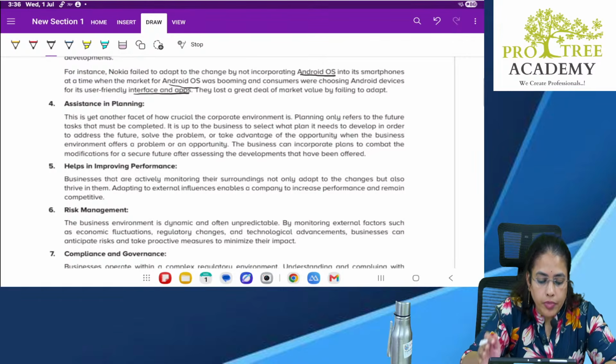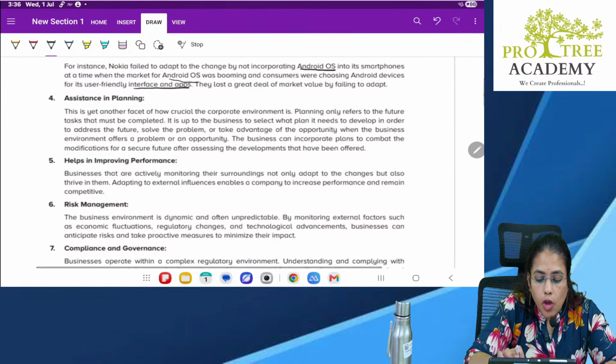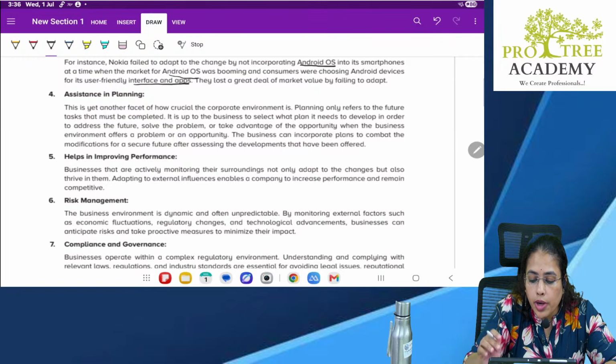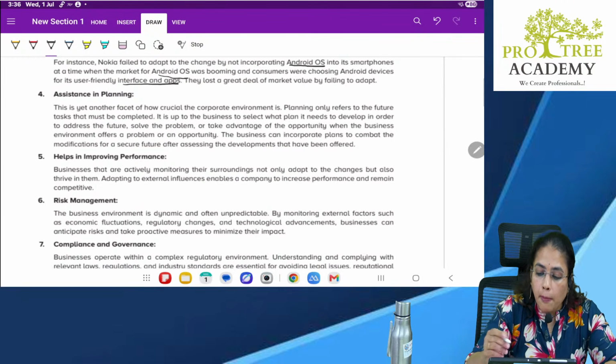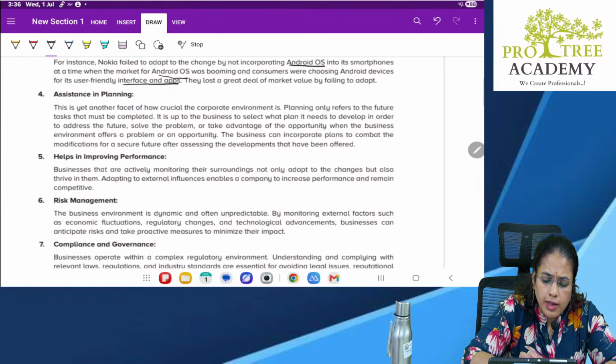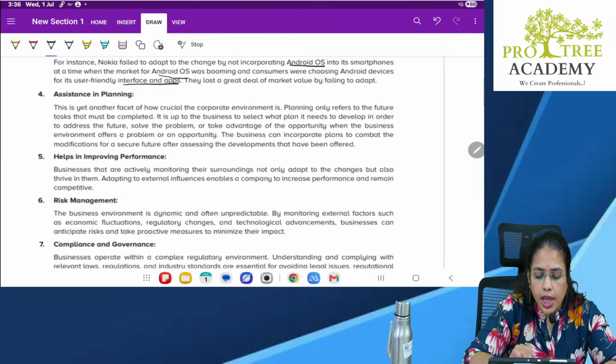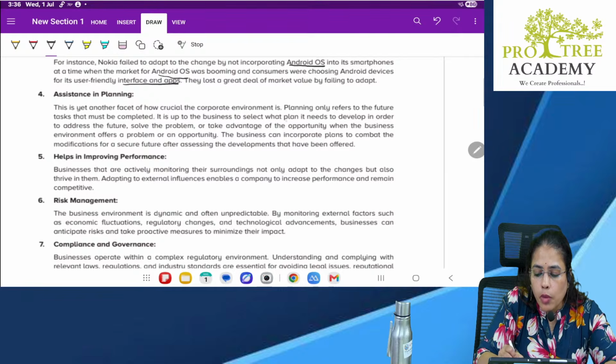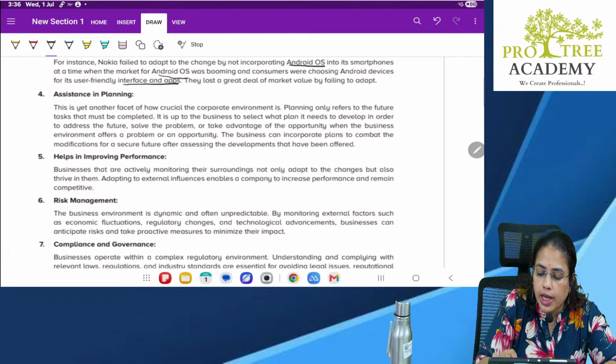Assistance of planning. This is yet another example of how crucial a corporate environment is. Planning refers to the future tasks that must be completed. It is up to the business to select what plan it needs to develop in order to address the future, solve the problem, or take advantage of the opportunities when the business environment offers a problem or an opportunity. The business can incorporate a plan to combat the modification for securing the future after assessing the development that has been offered.